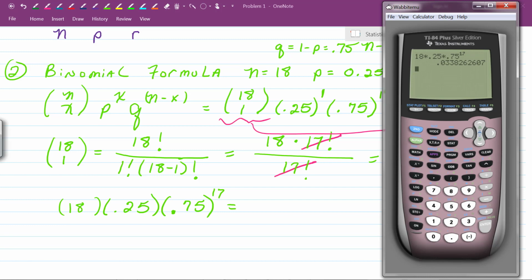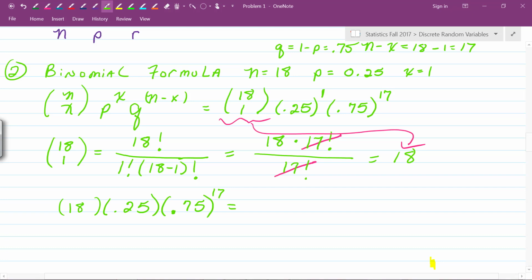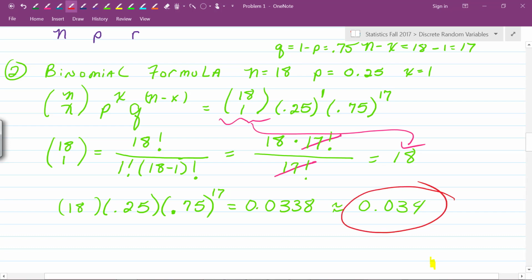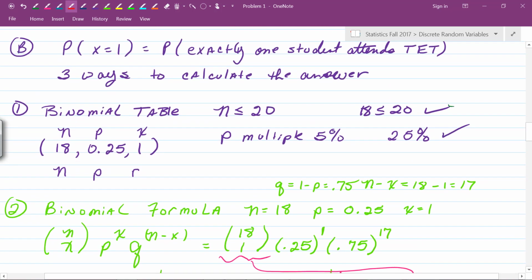And I end up with 0.0338. And if we were to round that to 3 decimal places, look at that. That is 0.034. And isn't that the exact same answer that we got up here when we looked in the tables?